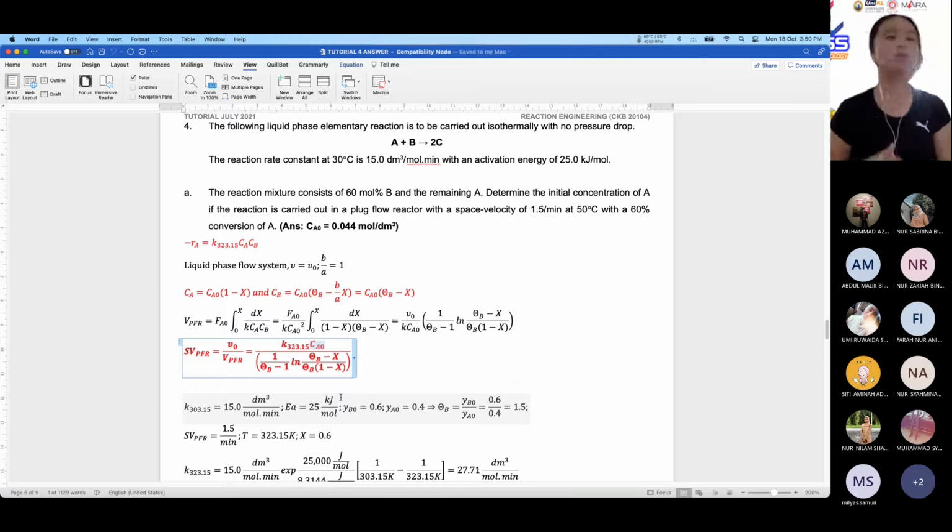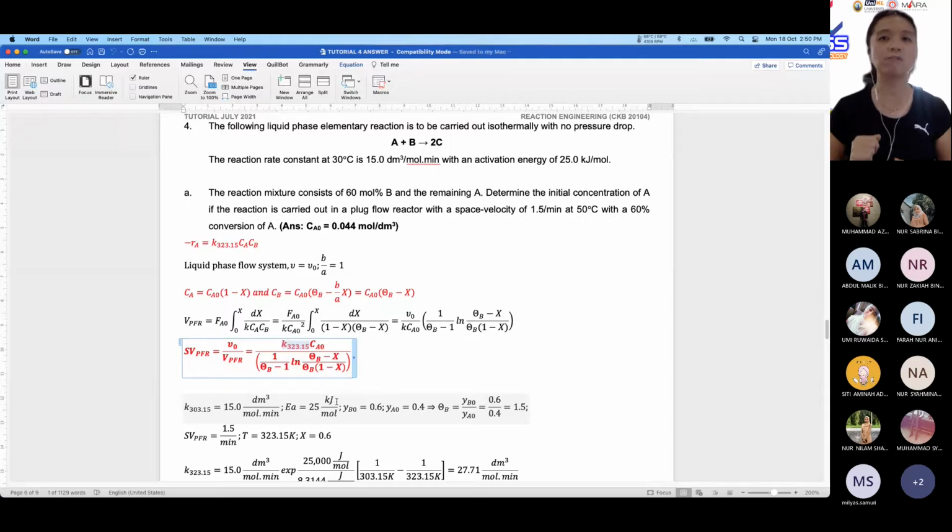So if the CA naught is what we want to find, the rest must have known values first. Firstly, space velocity is given already, 1.5 per minute, so space velocity is settled, and I know the right side. Next, K. You have to be careful with K, because sometimes in the rate law K is used straight away, but the reaction temperature here was 50 Celsius, which I convert to Kelvin: 323.15.